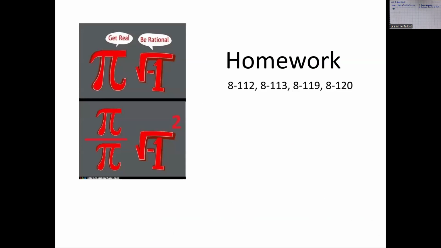Homework is 4 problems: 112, 113, 119, 120. And the pi tells the square root of -1 to get real, and the square root of -1 tells the pi to be rational. So the pi puts himself over himself to make 1, and the square root of -1 squares himself to make -1. Hmm. You can get that on a t-shirt.